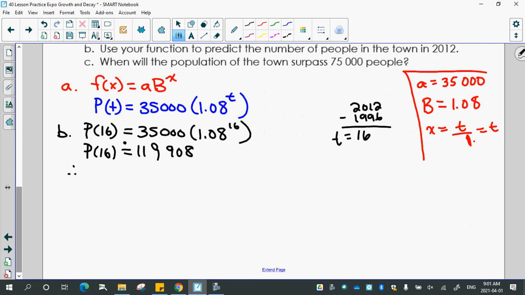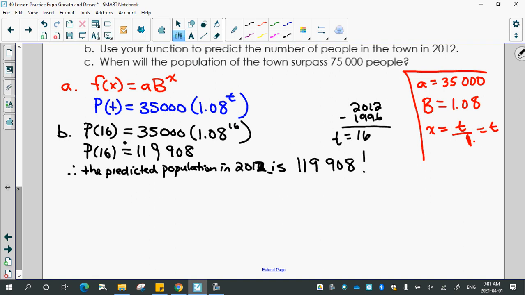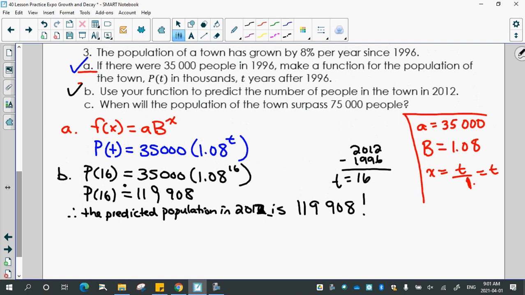So therefore, the predicted population in 2012 is 119,908. All right, so that is B done.